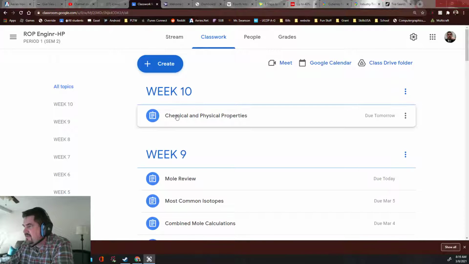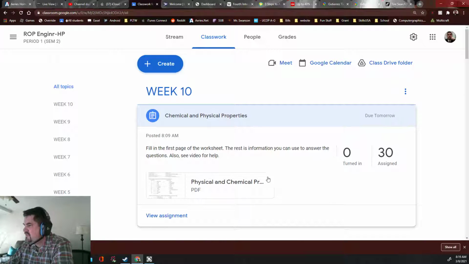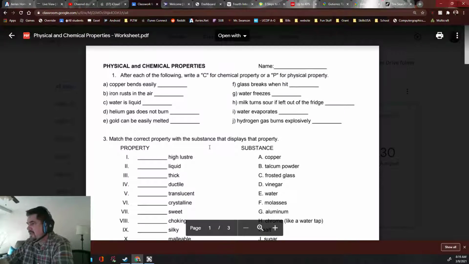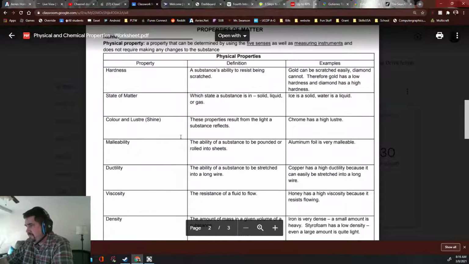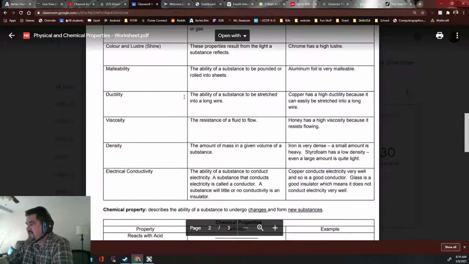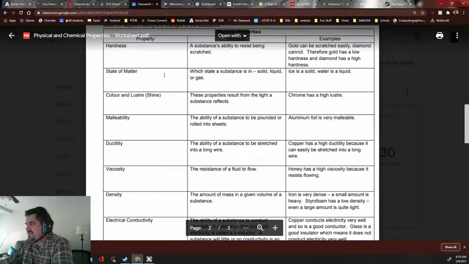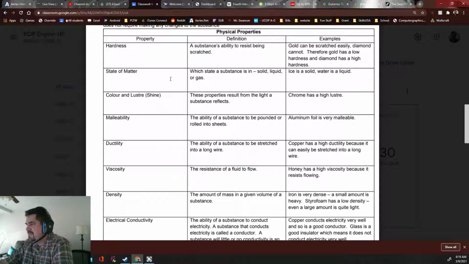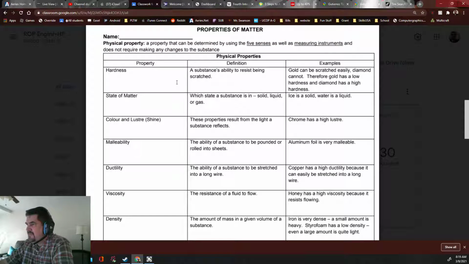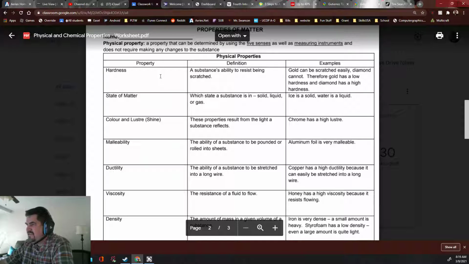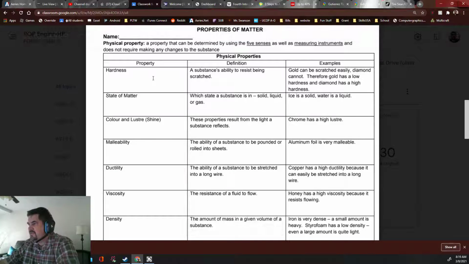So today's assignment is about chemical and physical properties. These are terms you should know. It's right here, and they're on the second page. First, there's physical properties and then there's chemical properties. Physical properties are things that are physical about them, like maybe their density, how heavy they are per volume and stuff like that. So let's cover these physical things. Let me see if I can zoom in here.